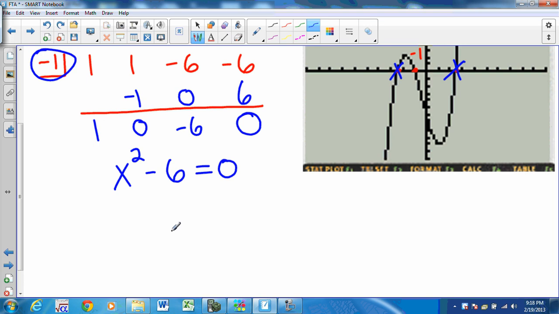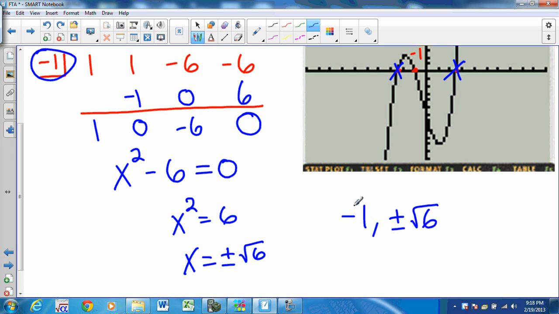One way is the quadratic formula. But here I can use our extracting the square root method because it's simplified, and I get x equals plus or minus the square root of 6. So my answers are -1 and plus or minus the square root of 6.